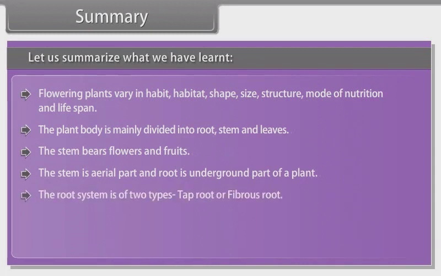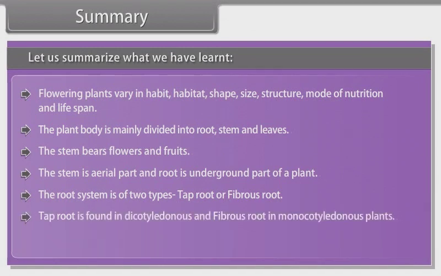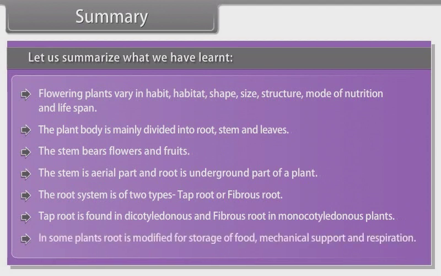The root system is of two types: taproot or fibrous root. Taproot is found in dicotyledonous and fibrous root in monocotyledonous plants. In some plants, root is modified for storage of food, mechanical support, and respiration.